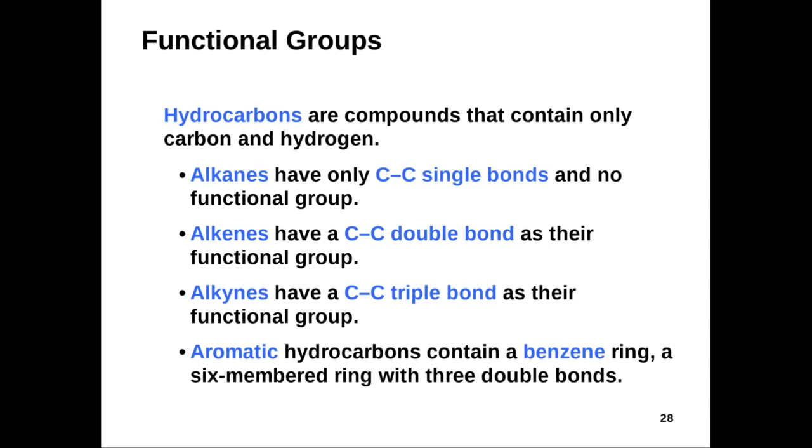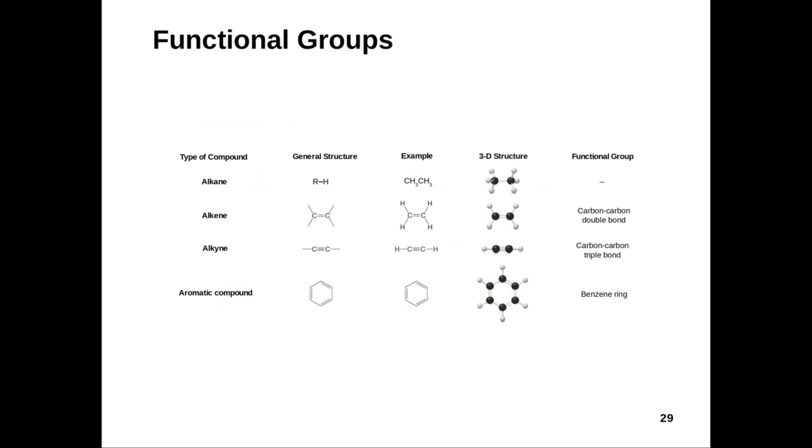Finally, we have aromatic hydrocarbons, and these contain what we call a benzene ring. A benzene ring is just a way of saying a 6-membered ring with 3 double bonds. So let's look at these and see what they look like together.